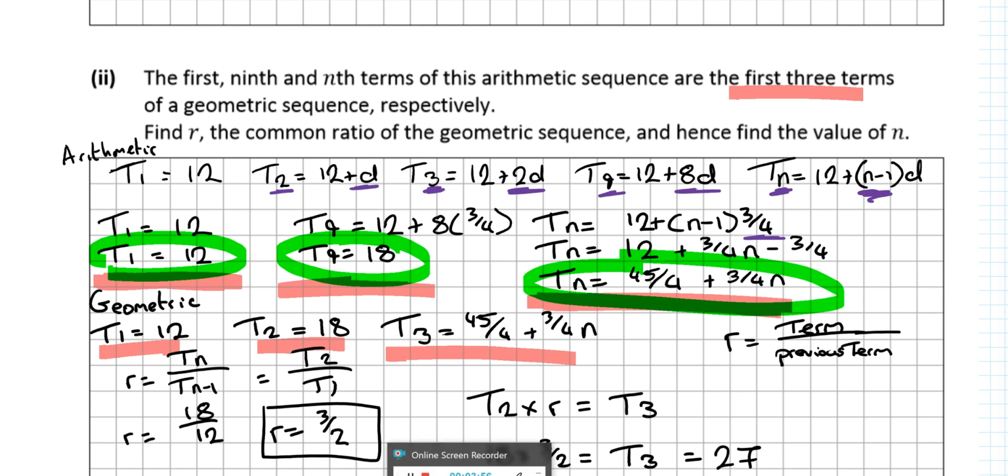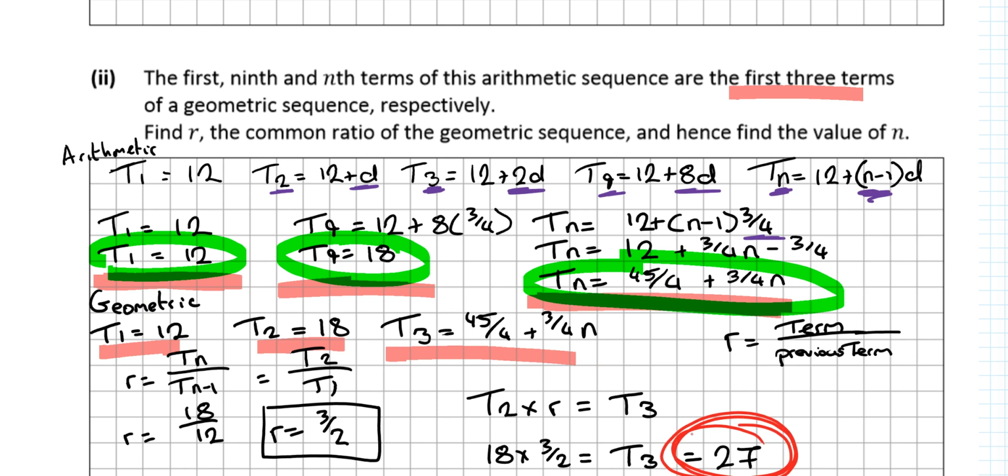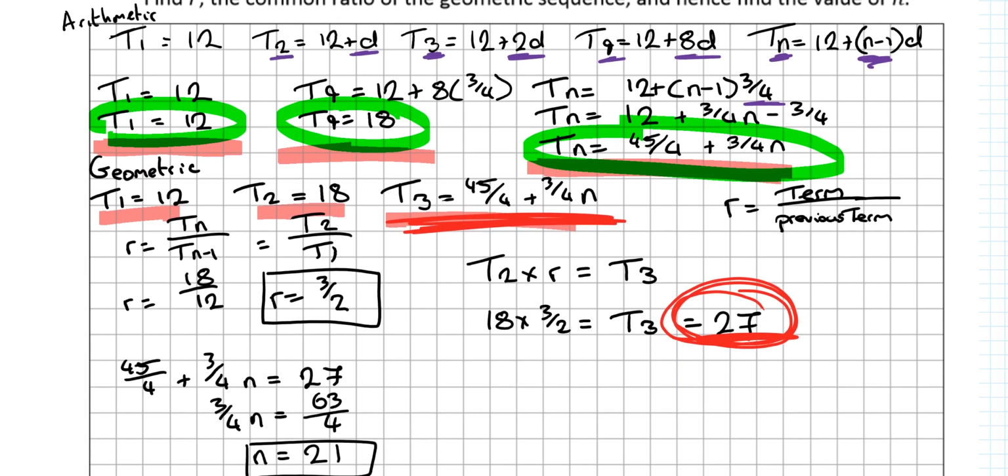And how do you get from T1 to T2? You multiply by r. How do you get from T2 to T3? You multiply by r. So to get to T3, we're multiplying by r. So T2, which is our 18, by 3 over 2 gives us 27. But I already know what T3 is. So I set those two equal to each other, and that will help me find n.